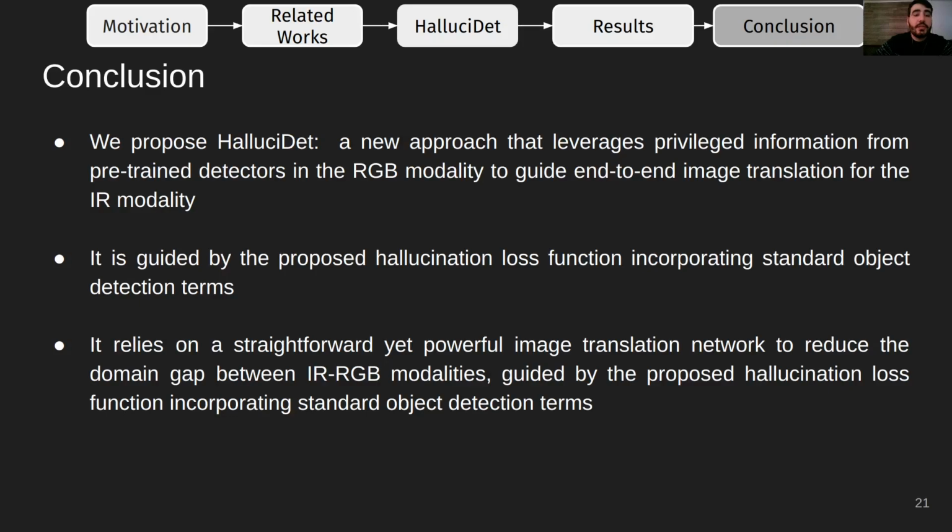To conclude, we propose the HalluciDet method, a new approach that leverages the privileged information from pre-trained detectors in the RGB modality to guide the end-to-end image translation for the IR modality. It is guided by the proposed hallucination loss function incorporating standard object detection terms. It relies on a straightforward yet powerful image translation network to reduce the domain gap between the IR and RGB modalities, guided by the hallucination loss.